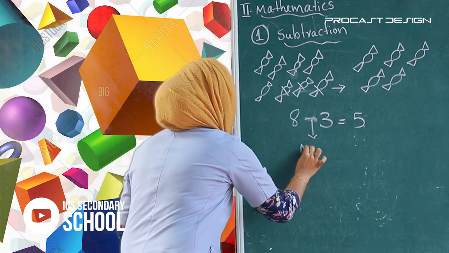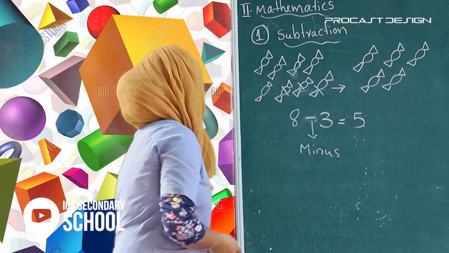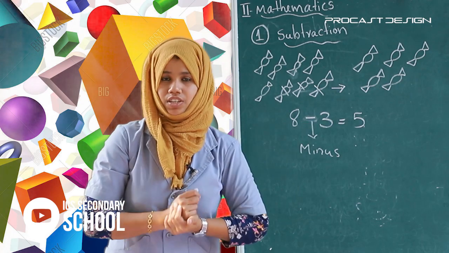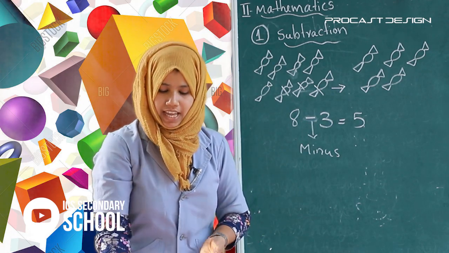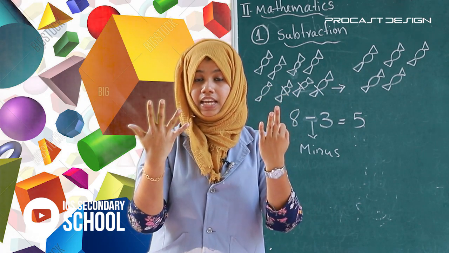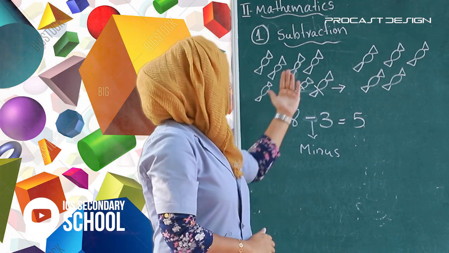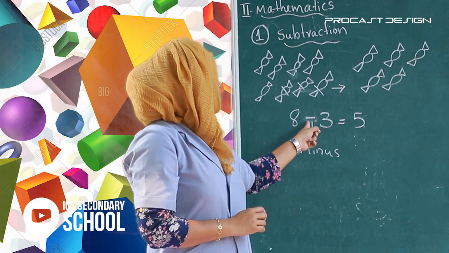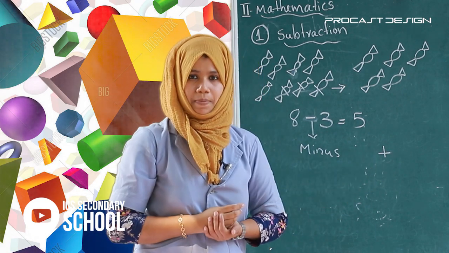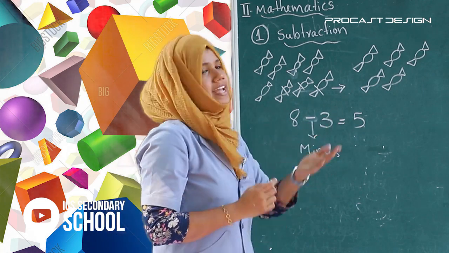We can tell this is minus. So, 8 minus 3 we get 5. We have 8 candies and we give 3 of them. And how many left? Yes, 5. And this is about the subtraction. And what is the sign of addition? Yes, this is the addition, plus. Now, what is this sign? Yes, this is the minus sign.